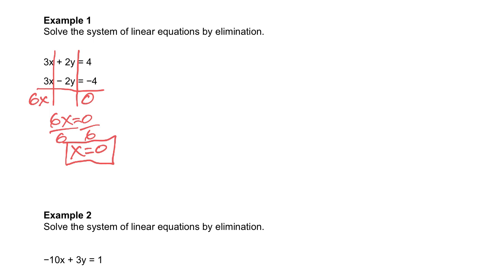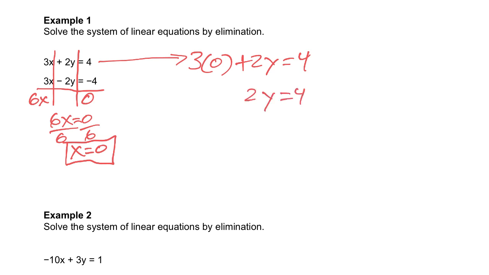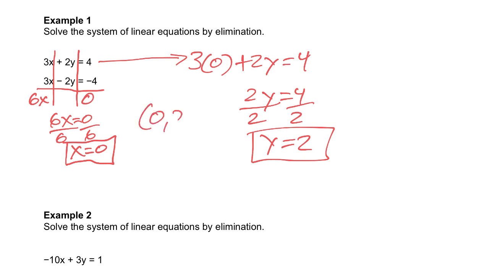So there's one of the parts of my solution. 0 is for my x. And then what you do is you go back and use either equation, whichever one you think is easiest, to solve for your y. So what I might do is look at this top equation here and plug in 0 for x. So I'm going to say 3 times 0 plus 2y equals 4. 3 times 0 is just 0, so I'm left with 2y equals 4, and when I divide both sides by 2, I get y equals 2. So my solution is the point (0, 2).